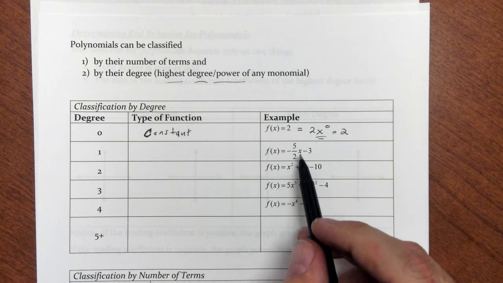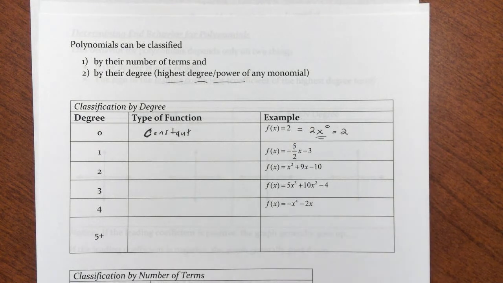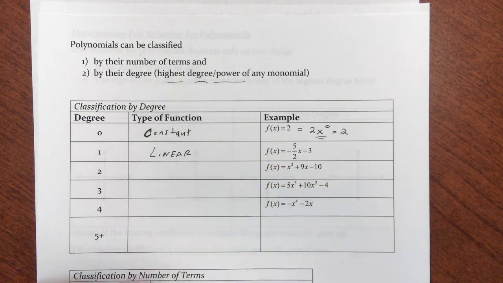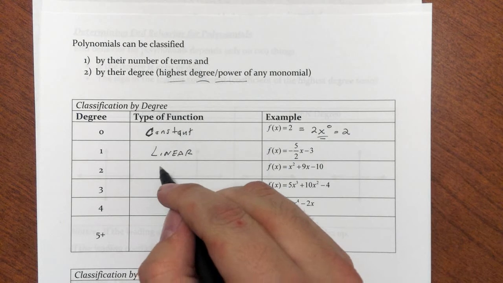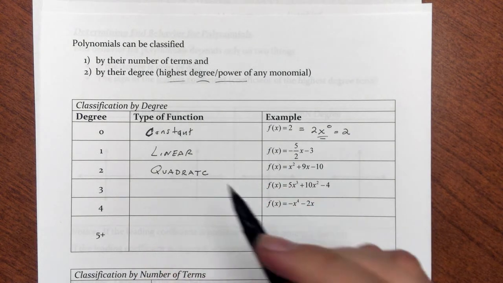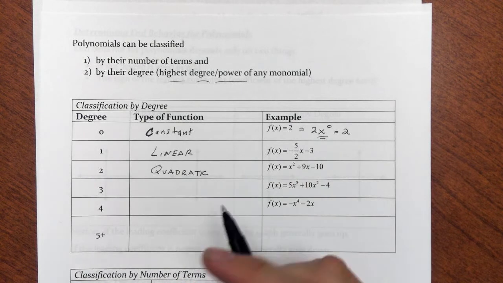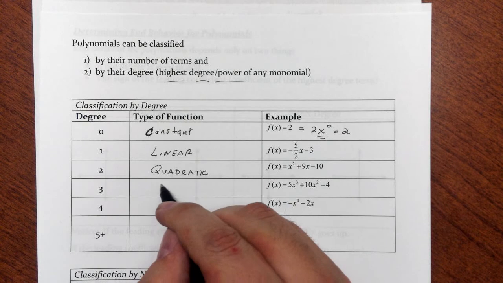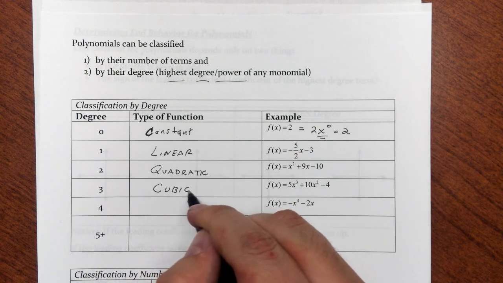What if the degree is 1? Then I see examples such as this, negative 5 halves x minus 3. That is what we'd call a linear polynomial. What if the degree is 2? Then, what have we been talking about recently? This is a quadratic polynomial. Here the degree is 3, 5x cubed plus 10x squared minus 4, that is cubic.